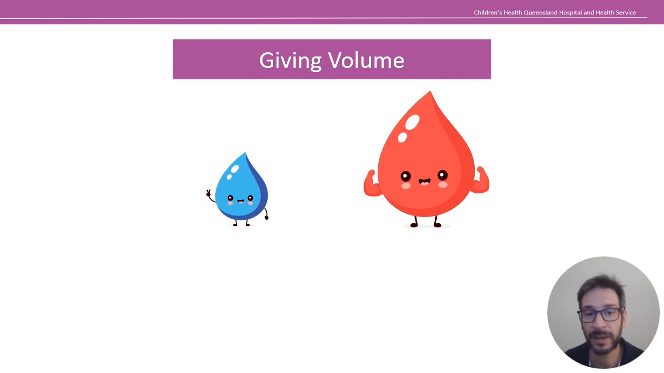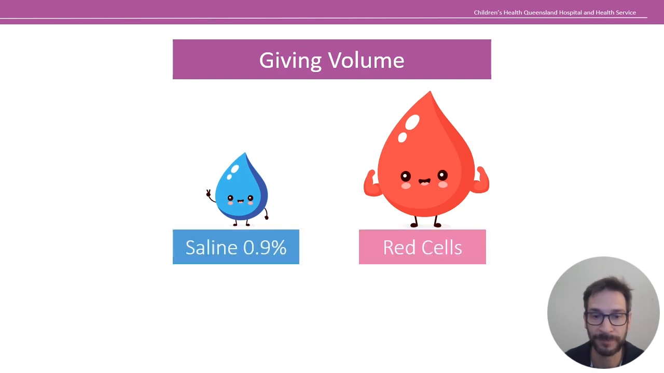When we're thinking about treating shock, as I mentioned, we're going to be giving volume, to prevent hypotension or treat hypotension. And basically, there's only two ways we're going to do that in our resuscitation. So it's either going to be with a crystalloid fluid like saline, and then as soon as possible, we're going to try and switch to whole blood, to red cells, sorry.